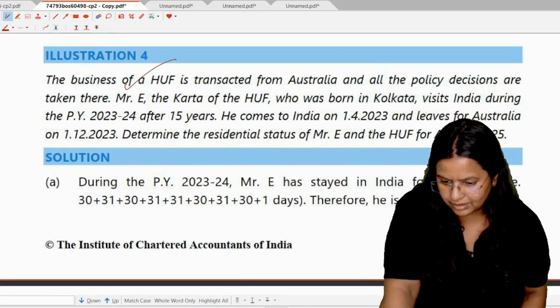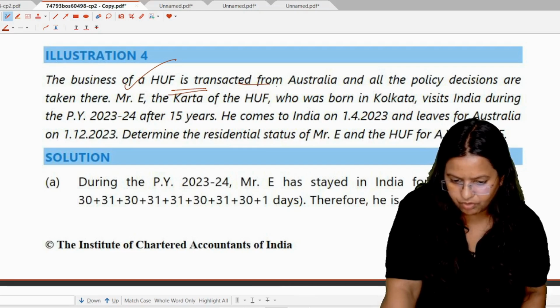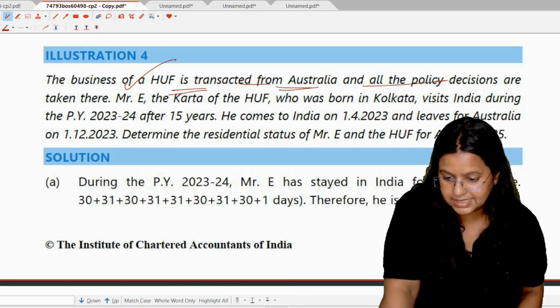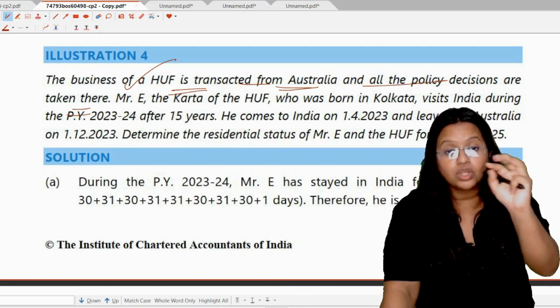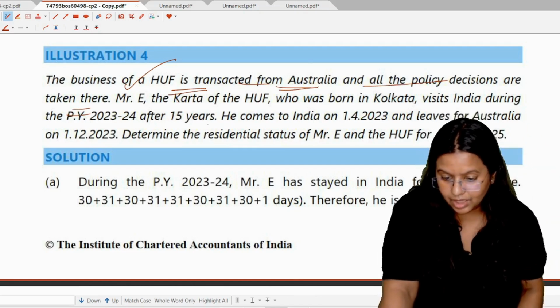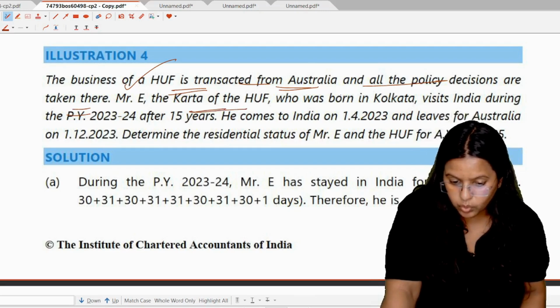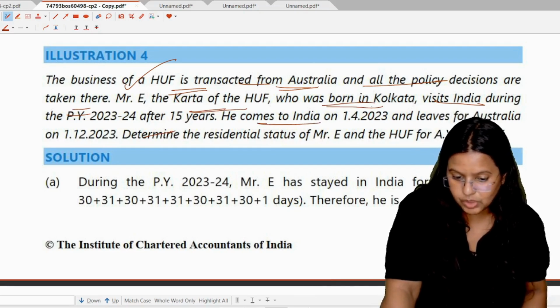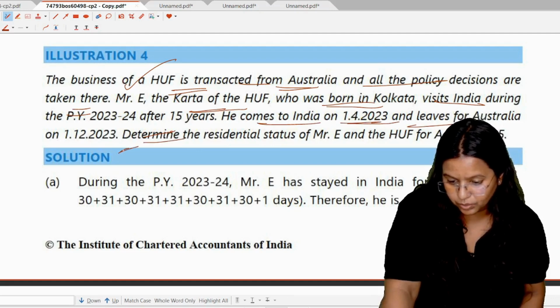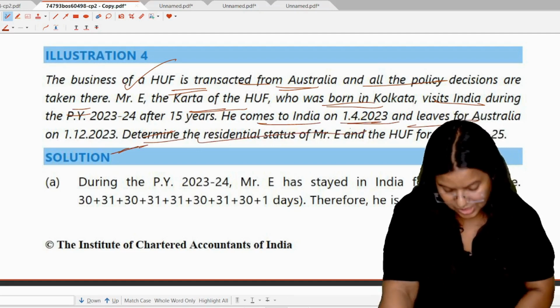Illustration number 4. The business of a HUF is transacted in Australia and all the policy decisions are taken there. Mr. E, the Karta of the HUF, who was born in Kolkata, visits India during the previous year after 15 years. He comes to India on 1st April 2023 and leaves for Australia on 1st December 2023. Determine the residential status of Mr. E and HUF.